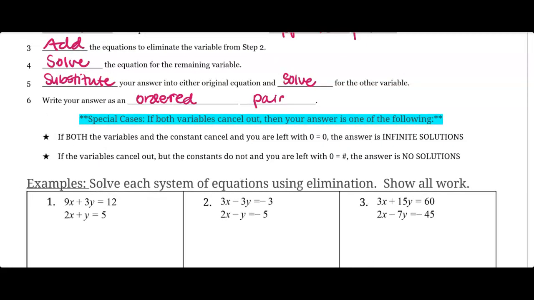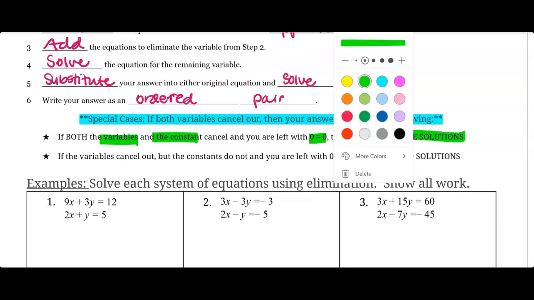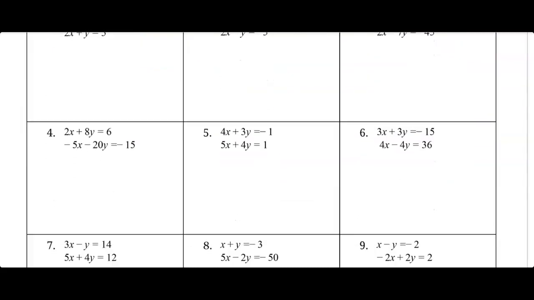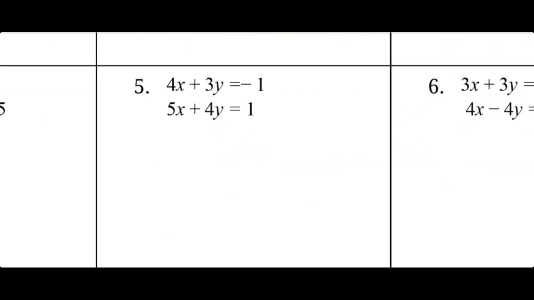We will today come up with some special cases. And that's going to happen when the variables and the constant cancel out to leave you with 0 equals 0. And that'll give you infinite solutions. Or the variables are going to cancel out, but the constants are not going to cancel out, leaving us with 0 equals a number, and that will lead us to no solutions. So let's first take a look at number 5.